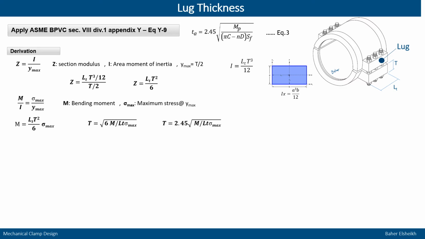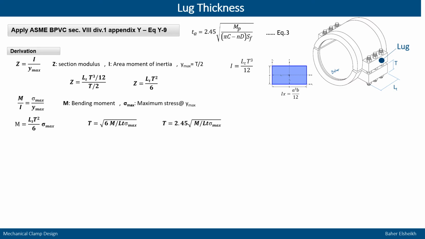moment of inertia equation, as we can see: L, the total length, times t cubed over 12, and y maximum here, meaning from the neutral axis to the maximum distance, means thickness over 2. Y maximum will be t over 2. Now substituting the value of I and the value of y maximum in the equation of the section modulus, it will end up as what we can see, simplifying to L times t squared over 6.